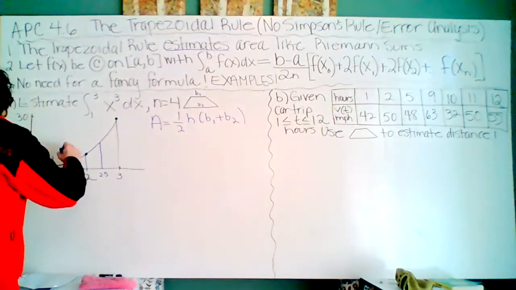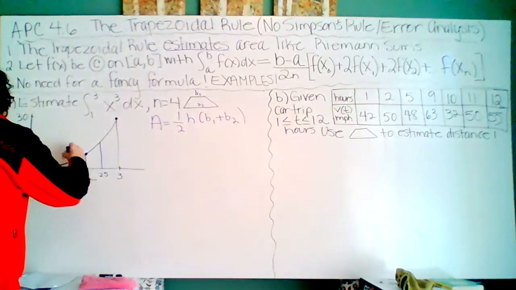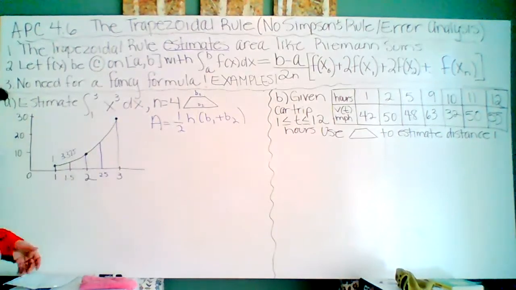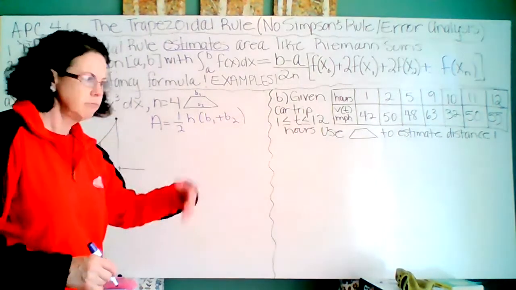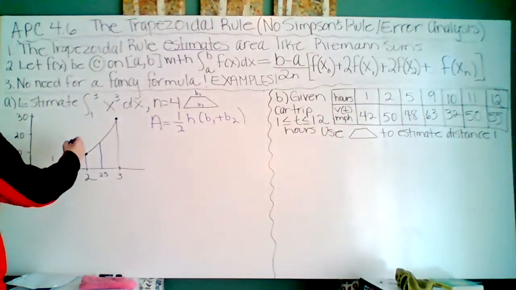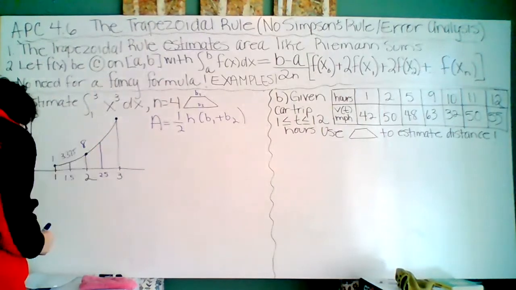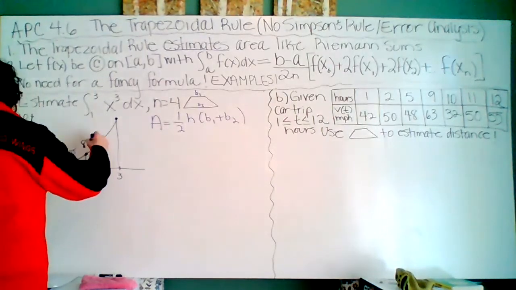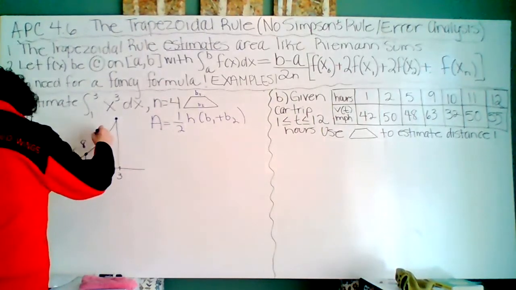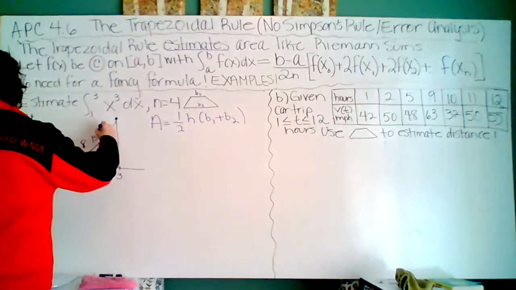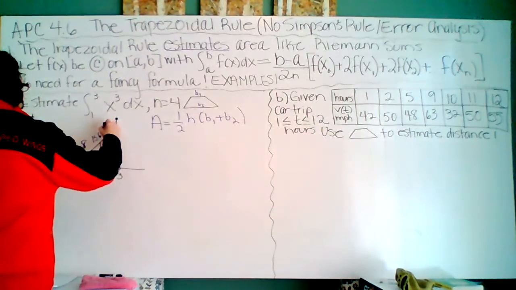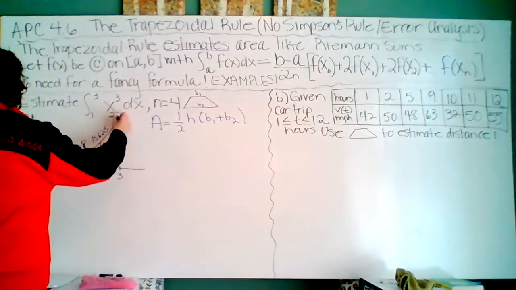1.5 cubed is 3.375. Right, I actually don't just know that. I had done it on the calculator. 2 cubed is 8. 2.5 cubed is 15.625. And of course, 3 cubed is 27.